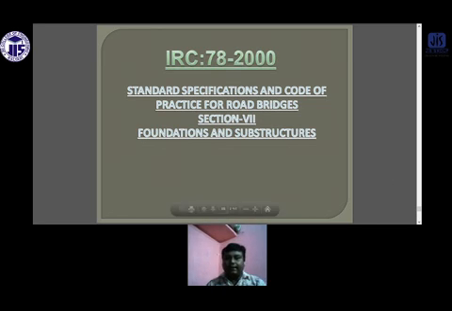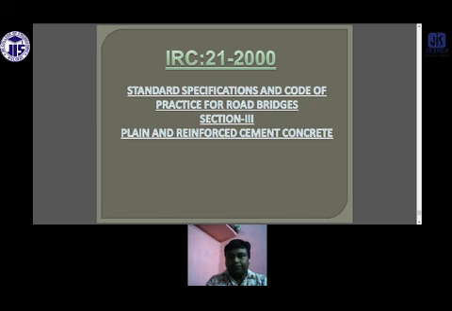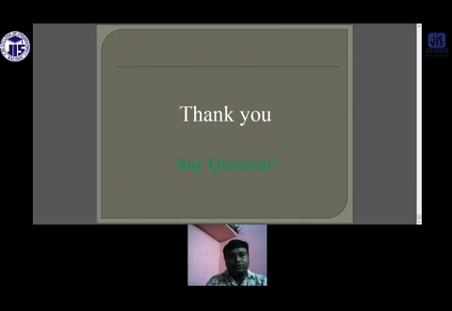IRC 78, 2000, a standard specification and code of practice for road bridges, Section 7, for foundation and the substructure. And IRC 83, a standard specification and code of practice for road bridges, Section 9, for the bearings. Then IRC 21, 2000, a standard specification and code of practice for road bridges, Section 3, plain and reinforced cement concrete bridges.